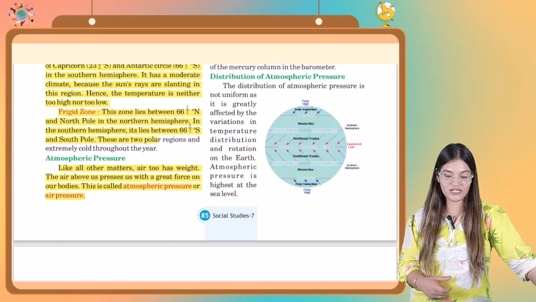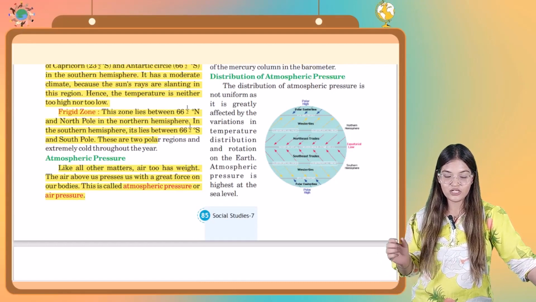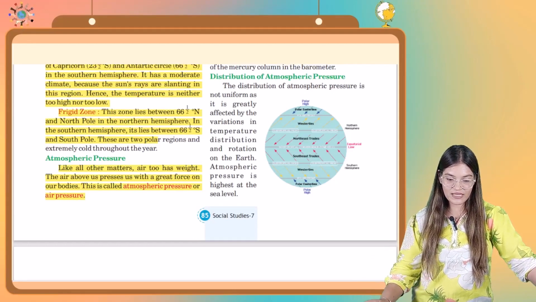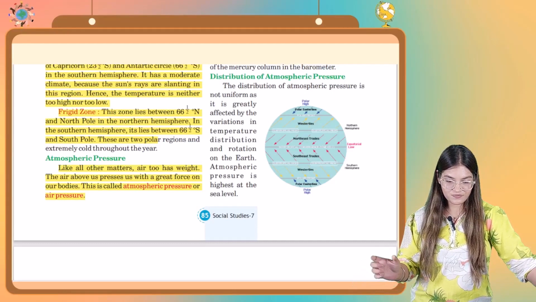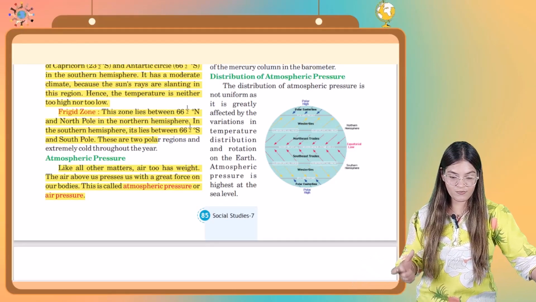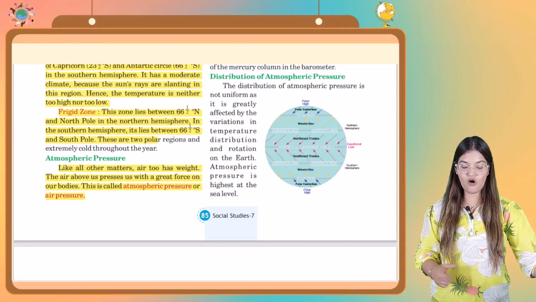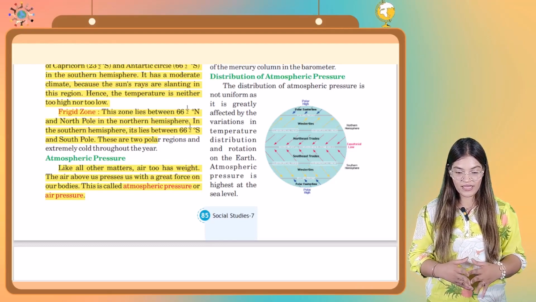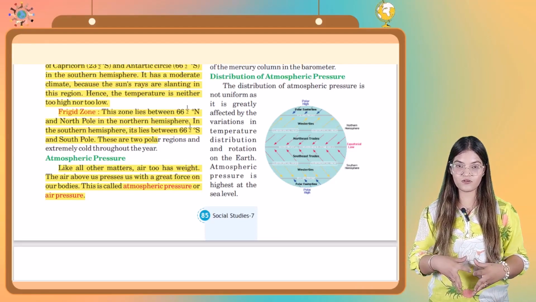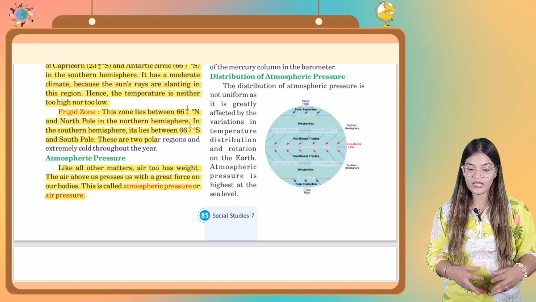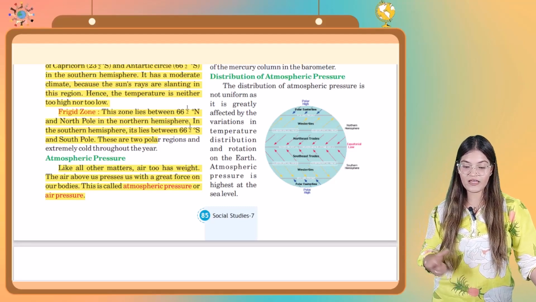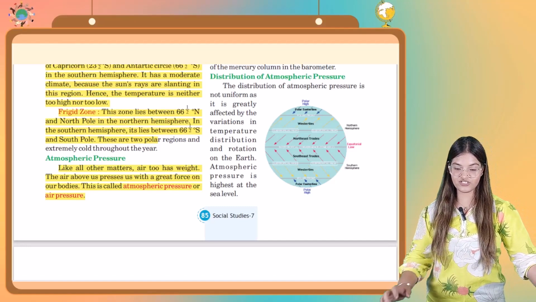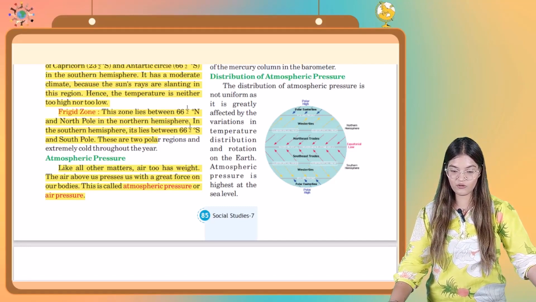Atmospheric pressure. Like all other matter, air too has weight. The air above us presses with a great force on the body. This is called atmospheric pressure or air pressure. काफी ज्यादा great force होता है, right? तो इसको हम atmospheric pressure बोलेंगे या तो air pressure बोलेंगे, कुछ भी बोल सकते हैं दोनों में से एक चीज.